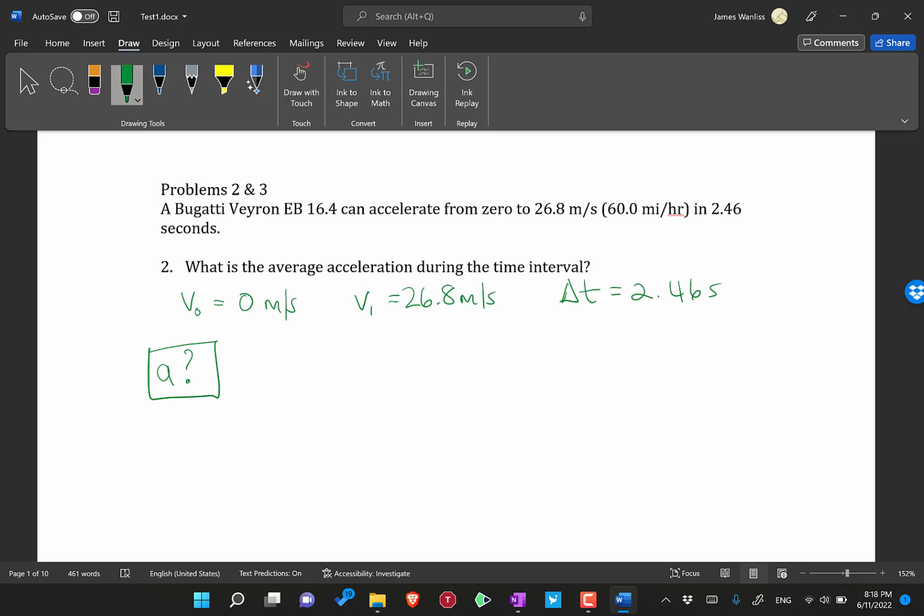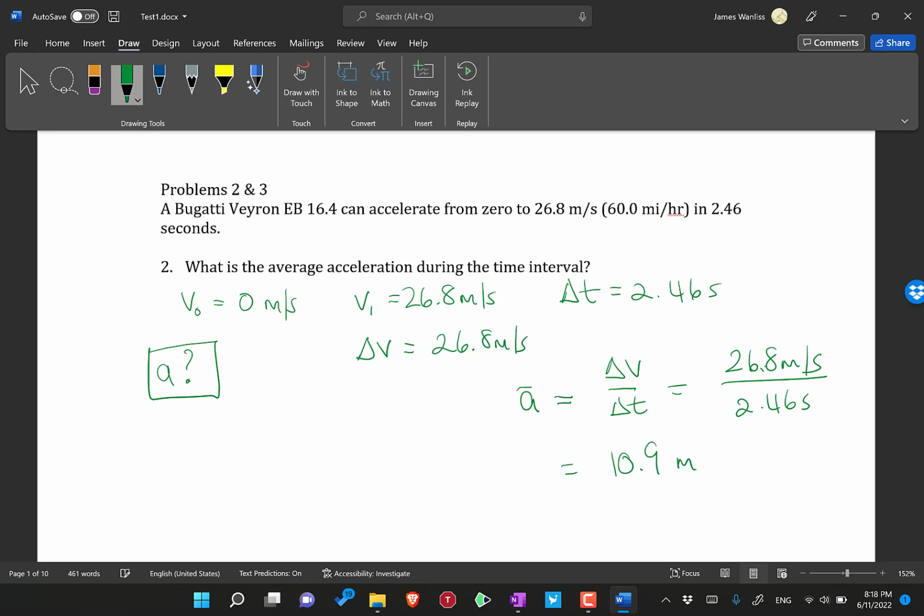We have V0, V1, so we can get delta V. That's going to be 26.8 meters per second minus 0 meters per second. And we've got delta T. So what's the average acceleration? Well, if you know your definitions, average acceleration is equal to just delta V divided by delta T. And therefore that's going to be 26.8 meters per second divided by 2.46 seconds. We'll run that out. Done. And that's the correct answer.